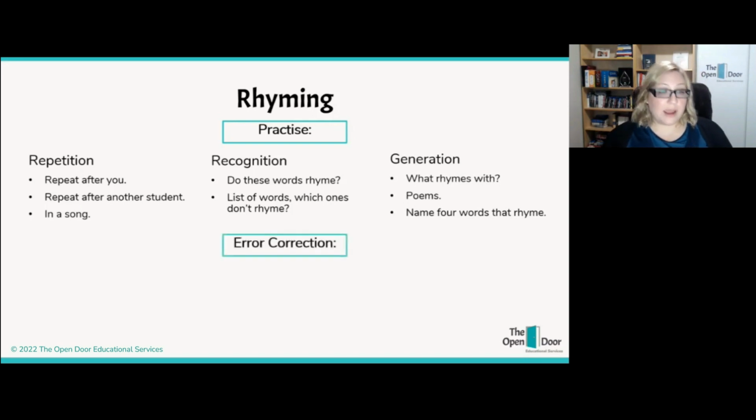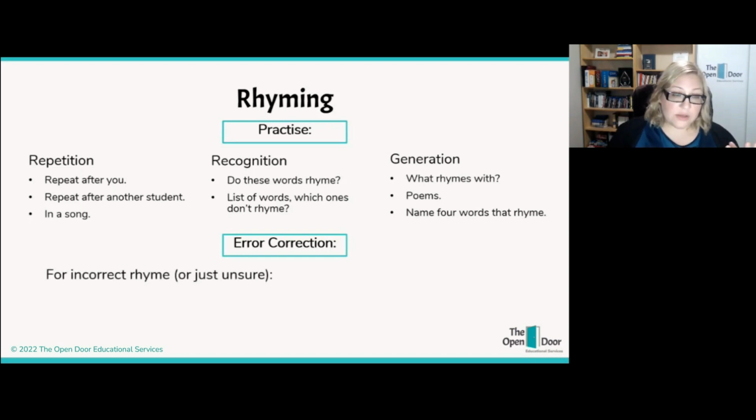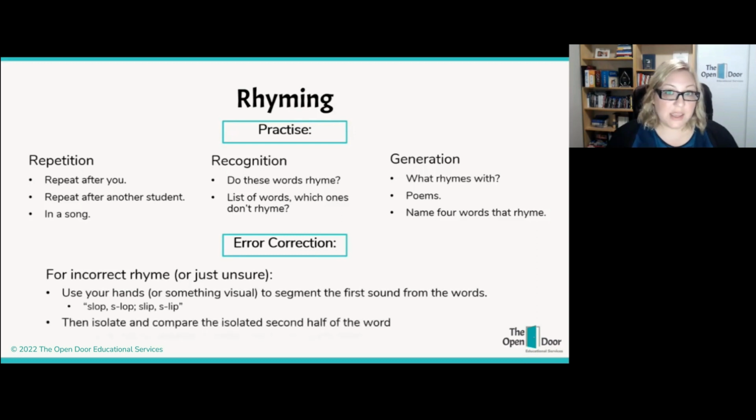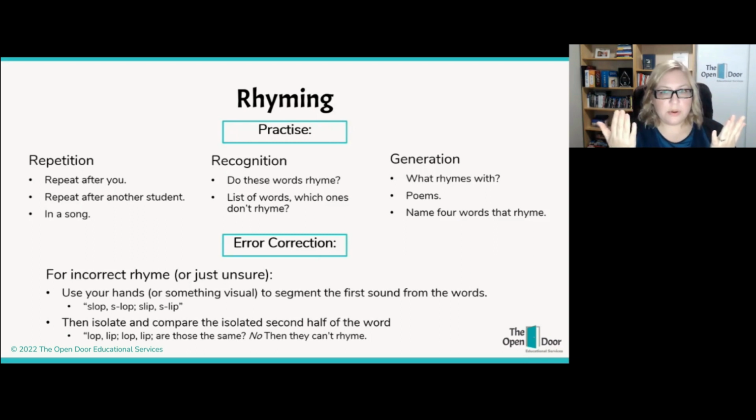So for our error correction, so this is going to be the students that either give you an incorrect rhyme, or they say two words rhyme when they didn't, or even if they're just not sure and they say it in that tentative voice, yes. So for those, you can use your hands to really reinforce and show them. So let's say you had asked if slop and slip rhyme, and the student either was wrong or they weren't sure. So you can say slop, slip, slop, slip, lop, lip, lop, lip.